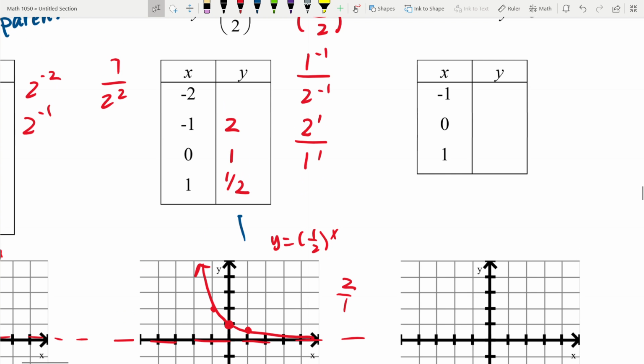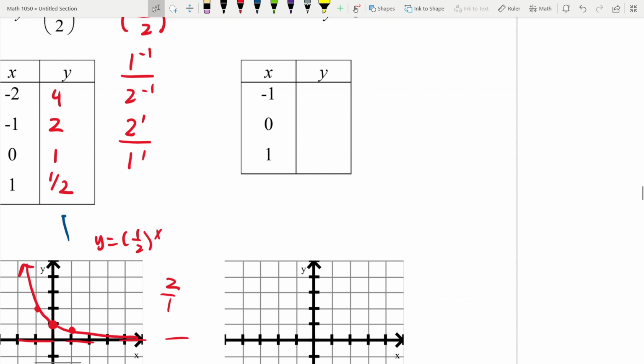side. Everybody in the room, tell me, what is 1/2 to the negative second power? Do you know? 4. It is a 4. Yeah. Good. Okay, let's do the next one.